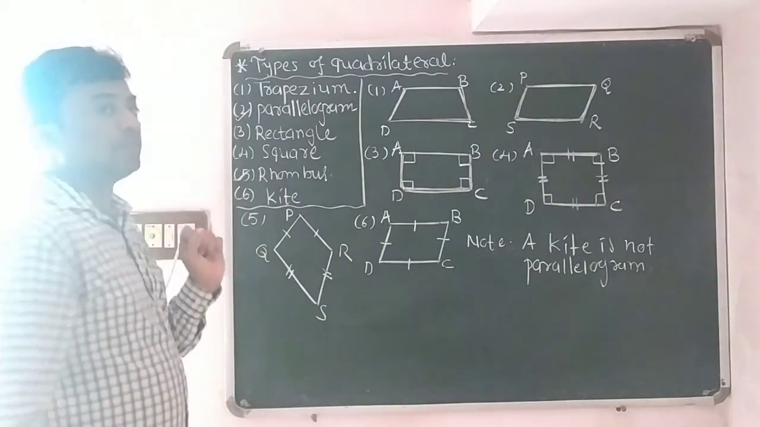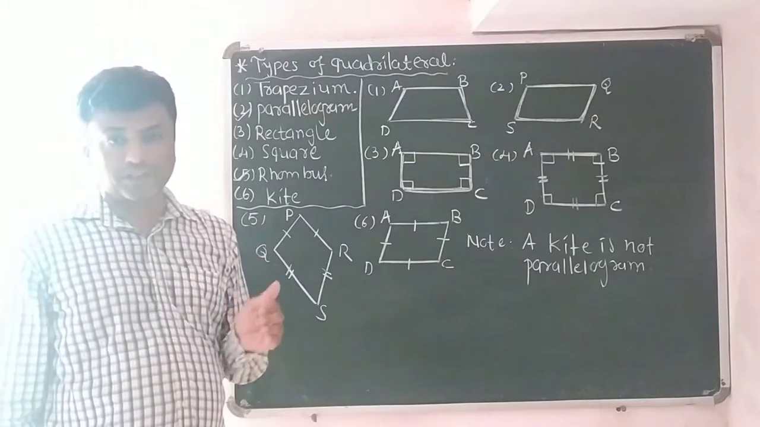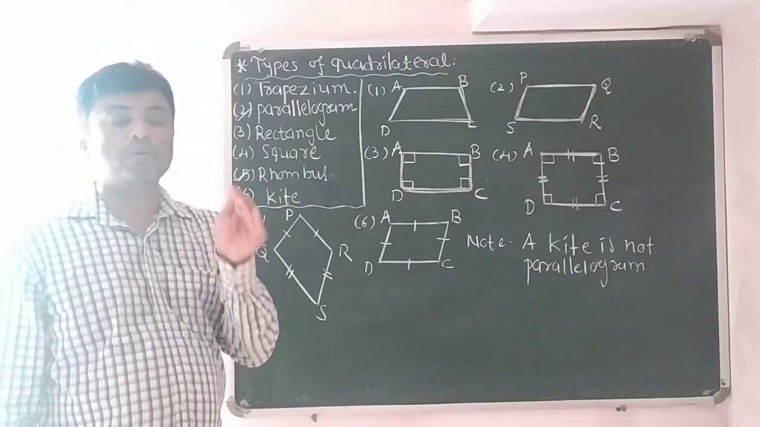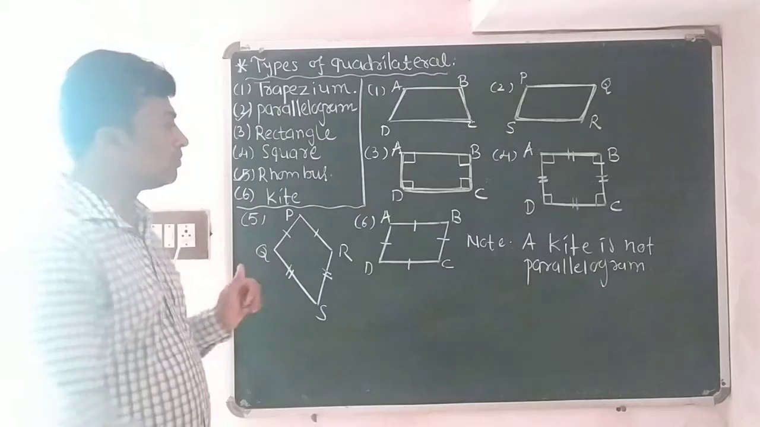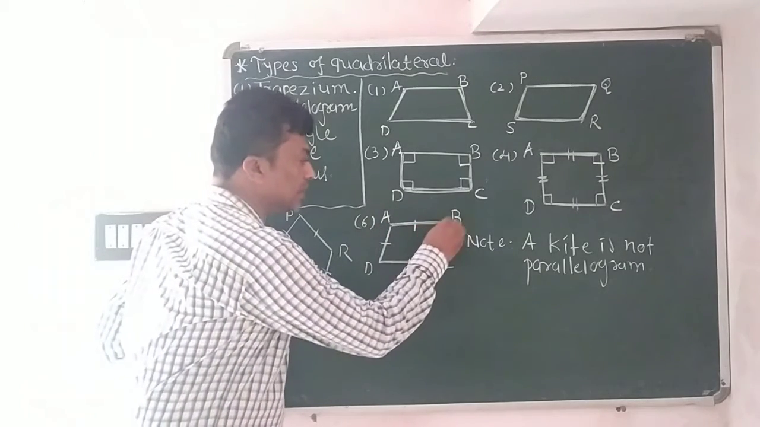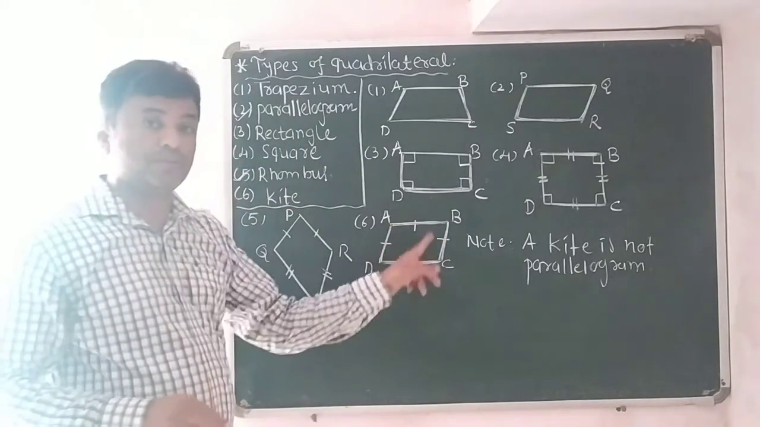Now fifth, rhombus. What is the definition of the rhombus? So see children, the definition of the rhombus is a parallelogram with all the sides equal in length, then it is called rhombus. So see children, this is the parallelogram ABCD. See, this is the parallelogram ABCD.